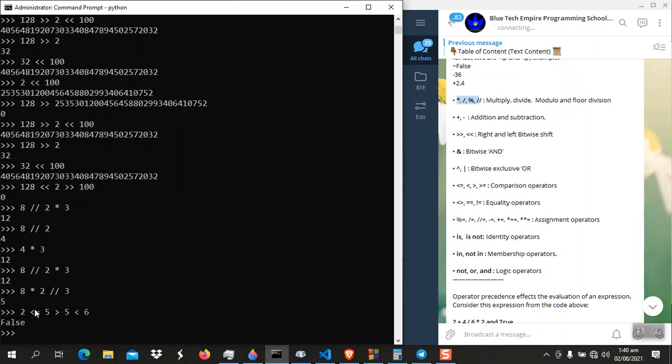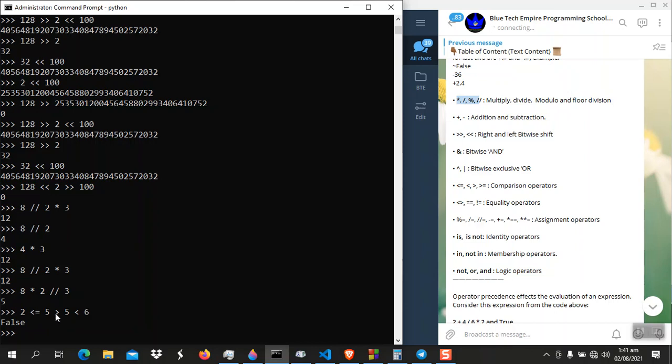False. Is 2 less than or equal to 5? Yes, it's less than 5. So true is 1. Now the answer is true. So is true greater than 5? False. Now false is 0. Is 0 less than 6? So let's check it out.